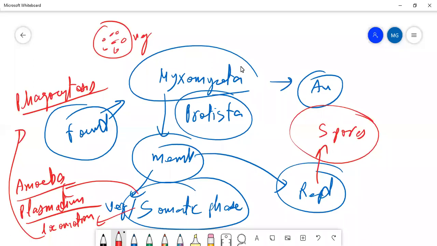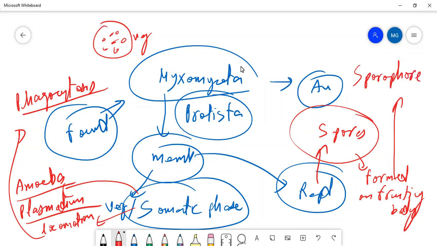And the spores are basically formed on a fruiting body. We have a fruiting body also. And this fruiting body is called sporophore.